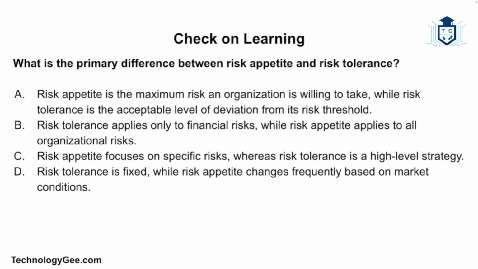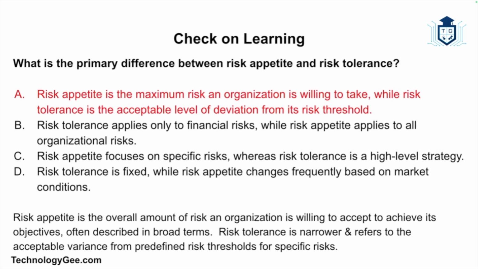Next question. What is the primary difference between risk appetite and risk tolerance? Is it risk appetite is the maximum risk an organization is willing to take, while risk tolerance is the acceptable level of deviation from its risk threshold? Is it risk tolerance applies only to financial risks, while risk appetite applies to all organizational risks? Is it risk appetite focuses on specific risks, whereas risk tolerance is a high-level strategy? Or is it risk tolerance is fixed, while risk appetite changes frequently based on market conditions?